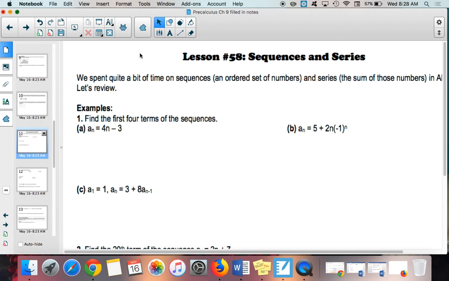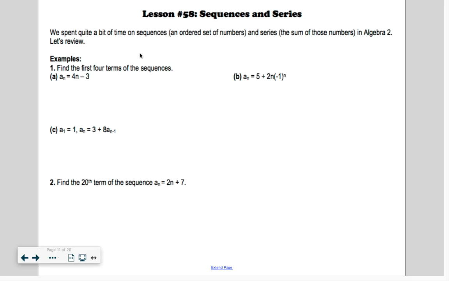Right, so lesson 58 is on sequences and series. We spent a lot of time on this in Algebra 2, so we're going to review some of these concepts today. Number one says find the first four terms of this sequence.